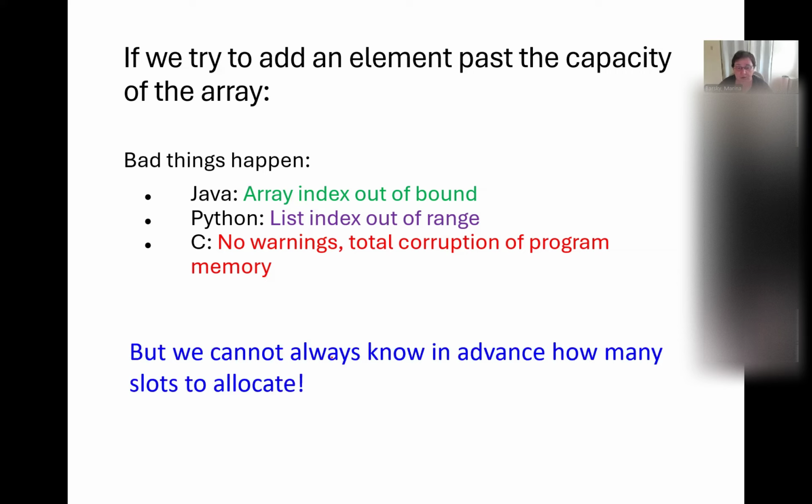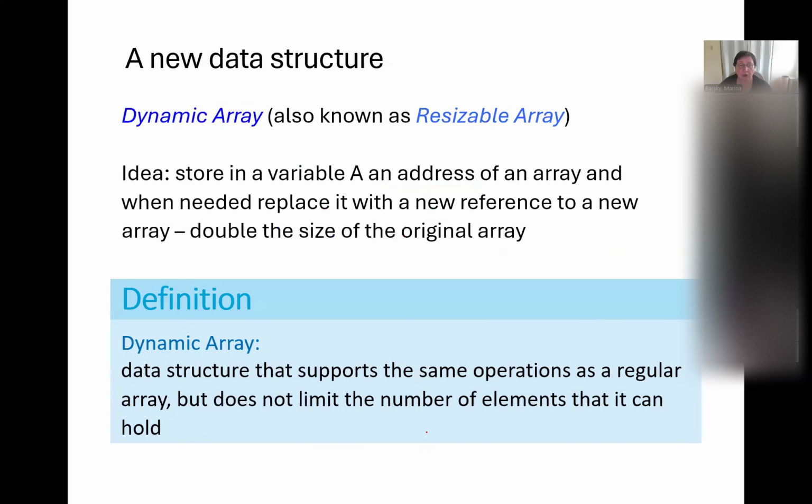Okay, however, when we start our program, we do not always know in advance how many elements to allocate. It can happen that I need to store more elements than I originally thought. Let's say I'm collecting something from the user and it grows and grows. I need to be able to resize an array. So this new data structure, new in the sense that it's a variation of an old one, is called a dynamic array, also known as a resizable array.